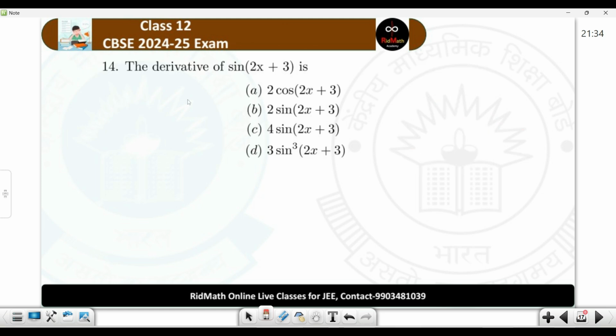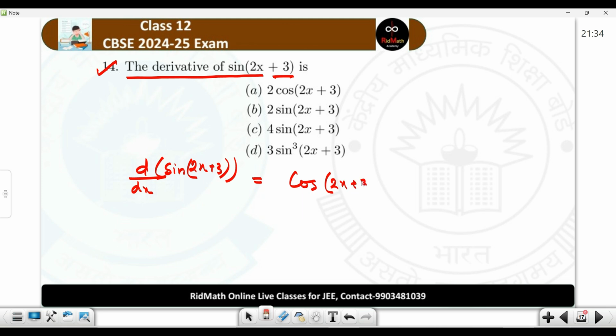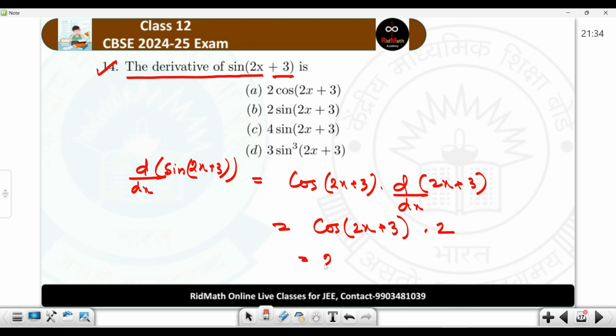Next problem. Question number 14. The derivative of sin(2x + 3). So d/dx of sin(2x + 3). The derivative of sine is cos, so cos(2x + 3), and again the derivative of 2x + 3 is 2. So this is cos(2x + 3) into 2, that means 2cos(2x + 3). This is the answer. This is option A, so option A is correct.